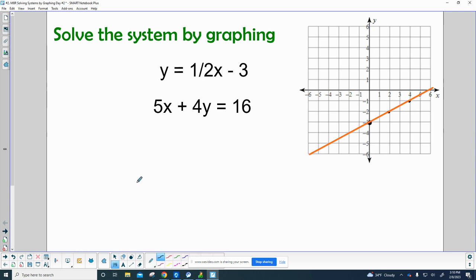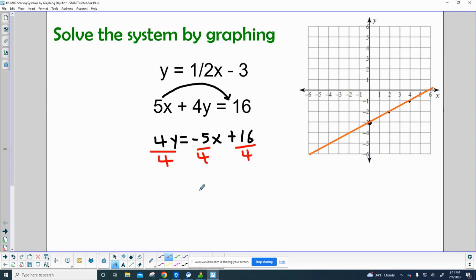We've got to rearrange this and solve it for y. So we're going to move the 5x to the other side of the equal sign, and we'll have 4y equals -5x plus 16. Then we're going to divide everything by 4. We've done this a few times this year, so this shouldn't be totally new to us. We just did it recently on a nice worksheet.